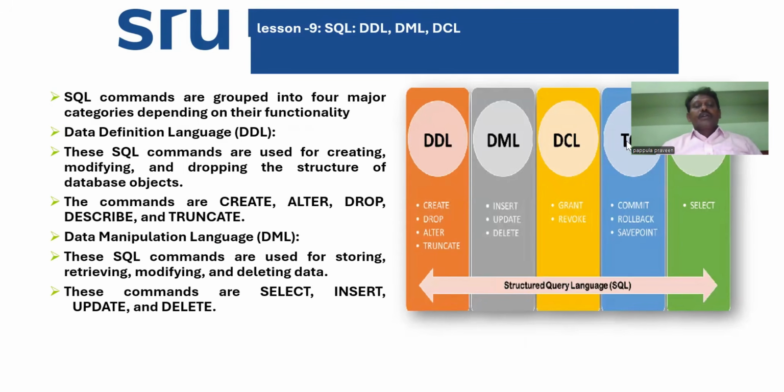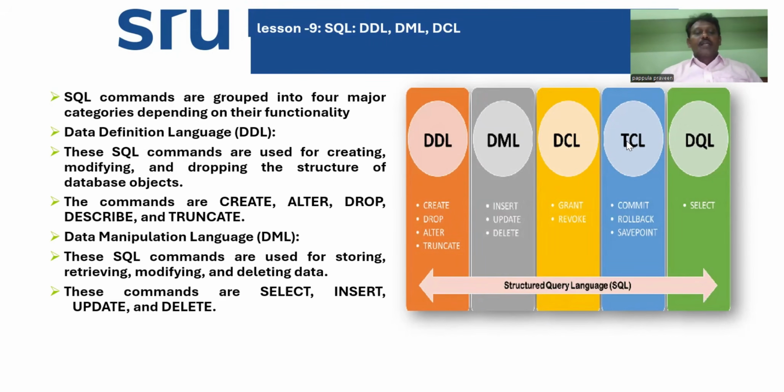Now observe here. Here we have a visual representation of all commands. DDL commands: create, drop, alter, and truncate. These are the four important DDL commands. After creating the table, for example, if there is no need of the table, then we can remove the table by using the drop command. So drop table, table name. Just use the drop command, then your table will be removed from the database.